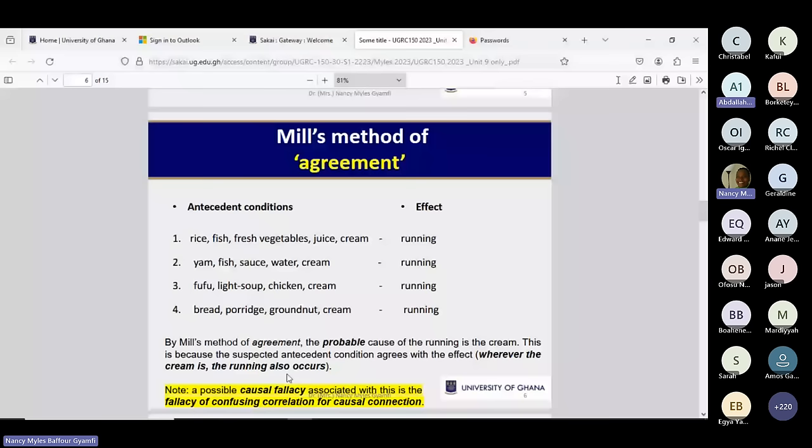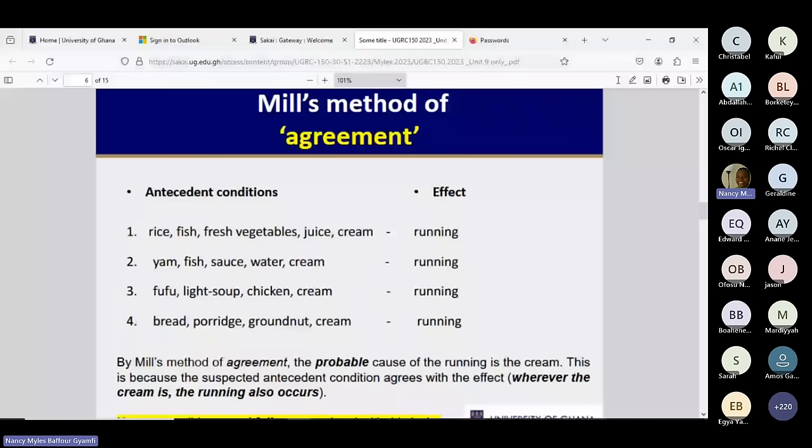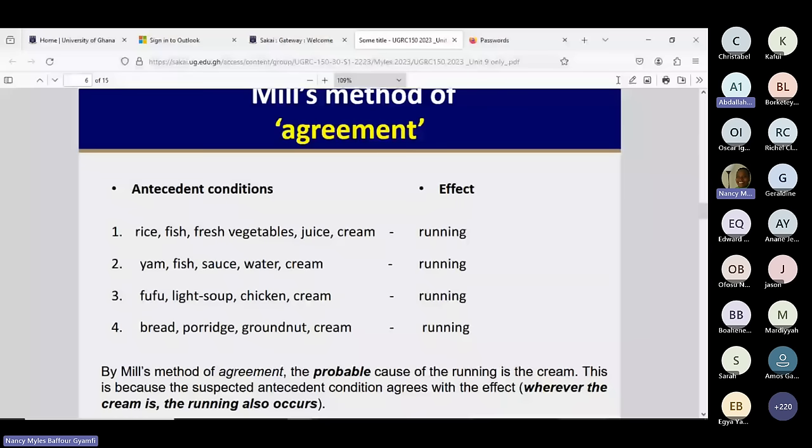The people are four people. Person one, person two, person three, person four. Each of them took a certain combination of meals. So look, person one ate some rice with fish, vegetables, juice, and then after everything, she topped up with ice cream. Person two did yam, fish, sauce, and water, but she also took cream. And so the third person, I think the third person is an Ashanti man, you know. My people. So she took fufu, light soup, chicken, but she topped up with cream.